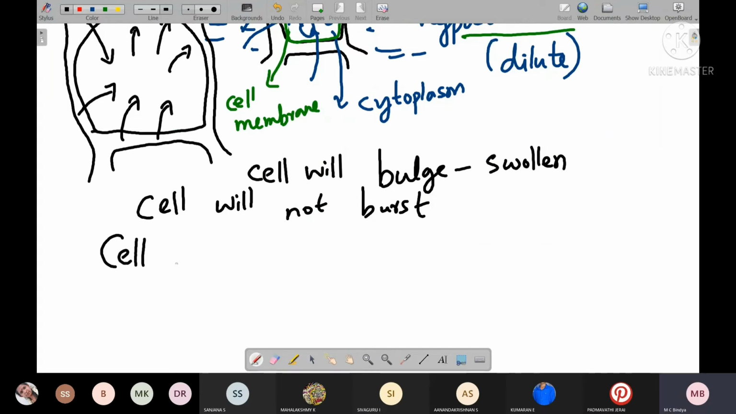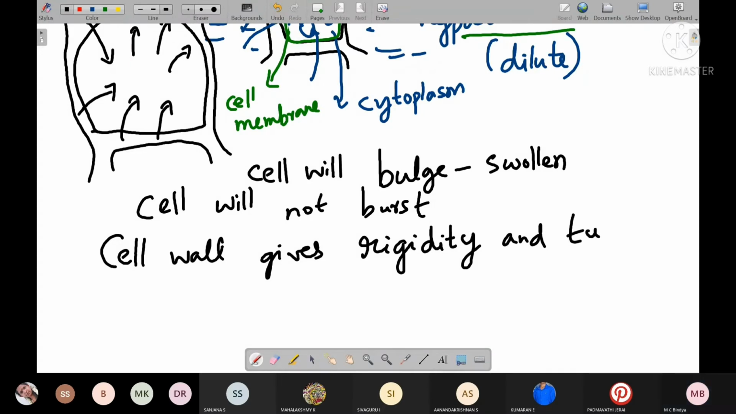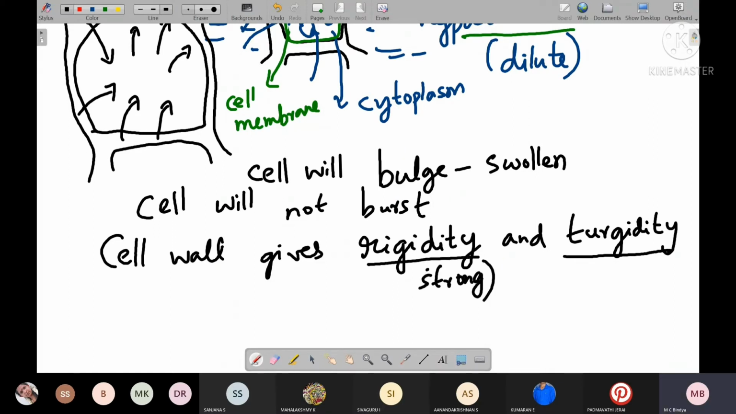One more benefit is that cell wall gives rigidity. The meaning of the word rigidity is that the cell will stay strong. So cell wall gives rigidity and turgidity. Turgidity means after it gets all the water, still it is able to withstand the pressure. Rigidity means cell remains strong. So that is the meaning. Rigid means strong. Turgid means after getting in water, it stays bulged but does not break.